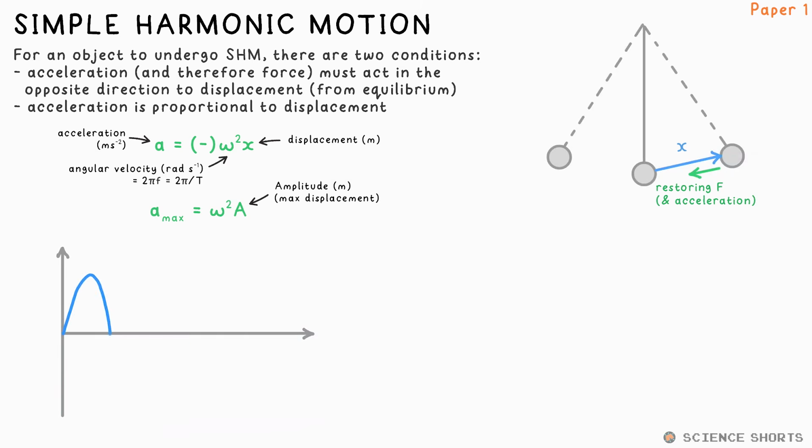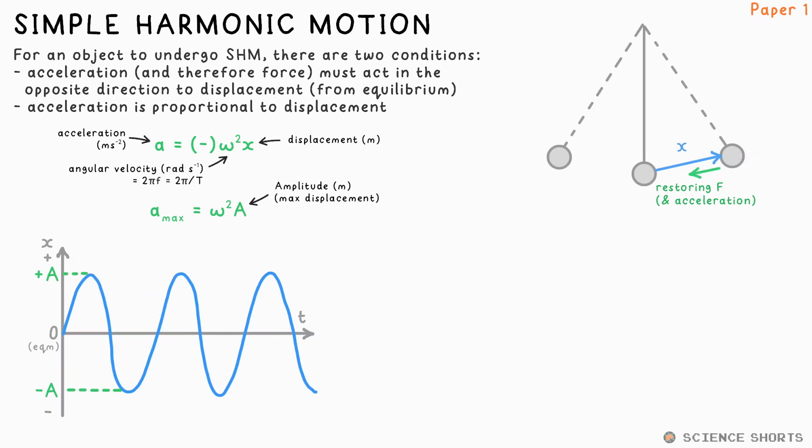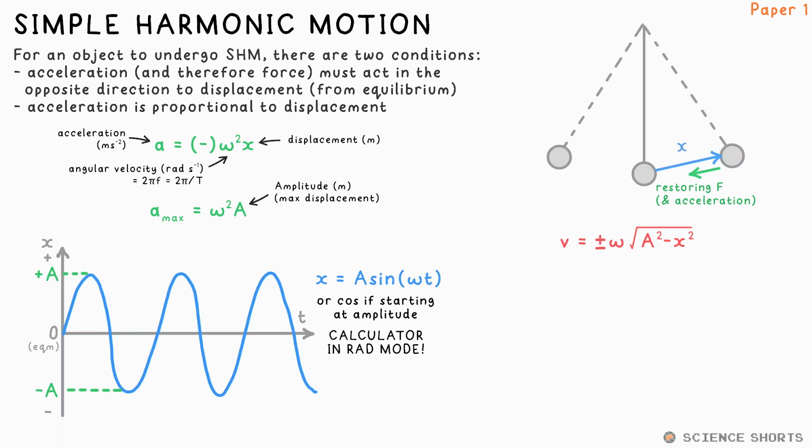If you draw a graph to show how displacement changes with time for something undergoing SHM, like a pendulum, we end up with a sine graph. To be clear, it's a sine graph if we start at 0, it's cos if we start at amplitude. Still sinusoidal, just shifted 90 degrees. At any given time, the displacement is equal to a fraction of the amplitude. This fraction is given by sine or cos omega t. Be careful when using sine or cos with any periodic motion like circular or SHM, because your calculator must be in radian mode. The full equation for velocity at any point is this.